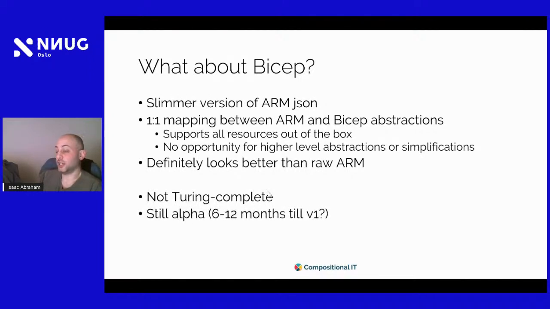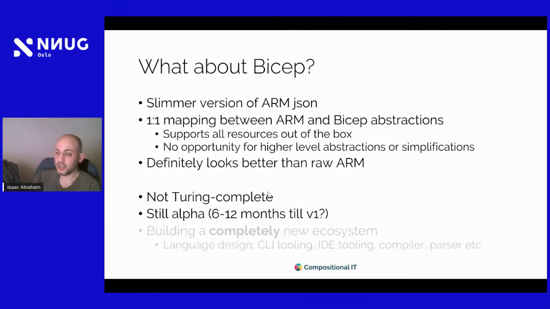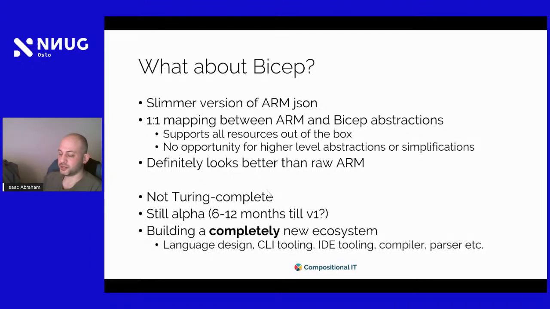It's still an alpha. I don't know how long it's going to be until it's V1, probably the middle of next year at the earliest, I would guess. They are building a completely new ecosystem. It's a brand new language. There are still issues like IntelliSense, or at least there were the last time I checked. It's a brand new CLI, IDE tooling has to be built in, a compiler, a parser. All of these are things that we didn't want to do. Hence why we've sat on top of the Azure CLI, the F# language, all of that stuff. So if you know ARM today and you don't want to learn something new, you're still going to have to learn something with Bicep. The abstraction is the same, but it's a brand new language, completely different.